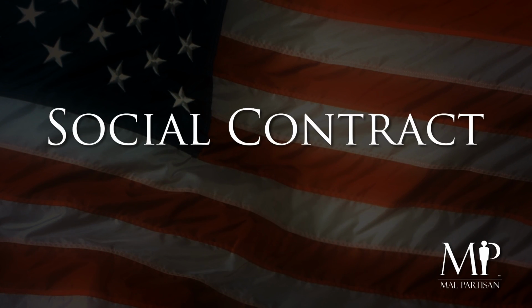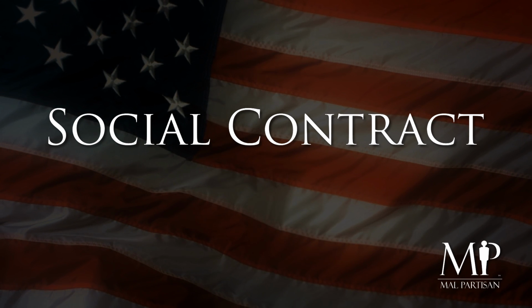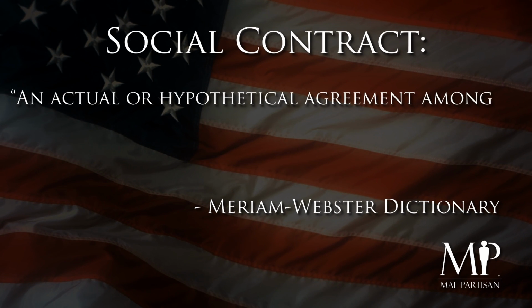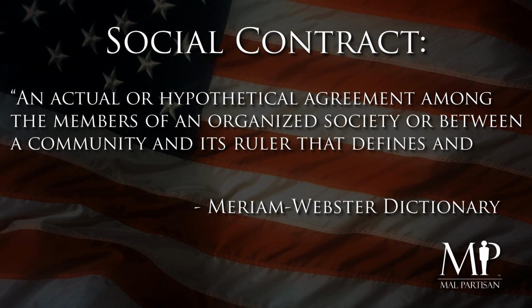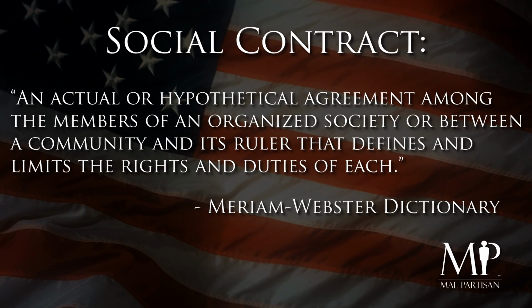On this episode of Our American Republic, we will discuss the relationship between the people and the government, which we will refer to as the social contract. The Merriam-Webster definition of social contract is an actual or hypothetical agreement among the members of an organized society or between a community and its ruler that defines and limits the rights and duties of each.